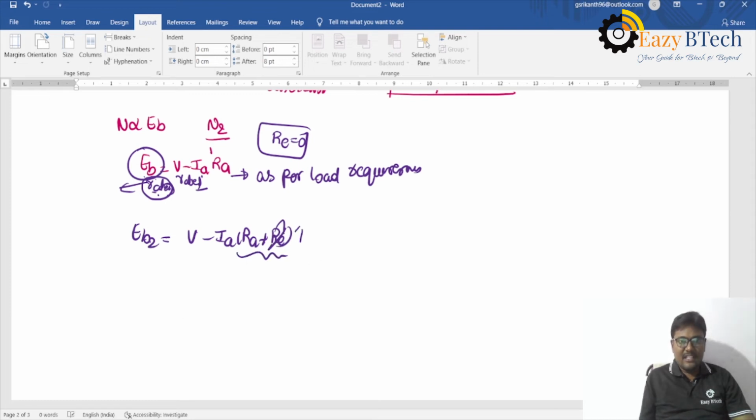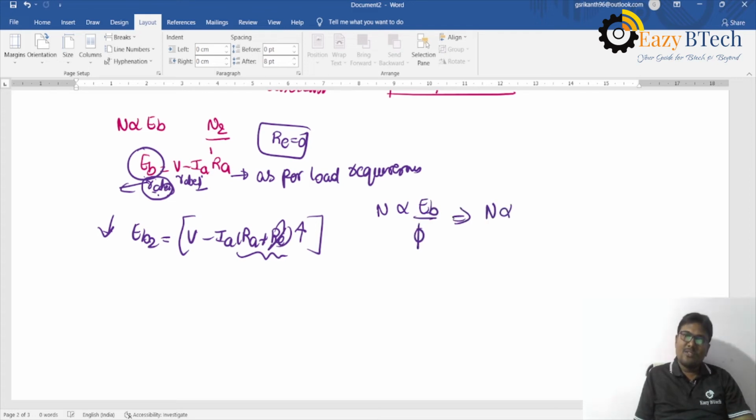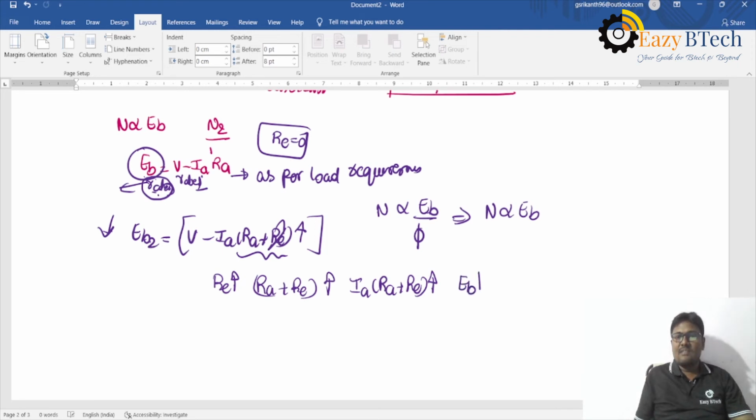Then this drop increases, so obviously the back EMF decreases. Since N is directly proportional to Eb by phi, and for this motor N is directly proportional to Eb, as the external resistance increases, Ra plus Re also increases, then Ia into (Ra plus Re) increases, and the back EMF decreases. Yes or no? Because Eb is V minus Ia into (Ra plus Re), and this term increases, so the back EMF decreases.